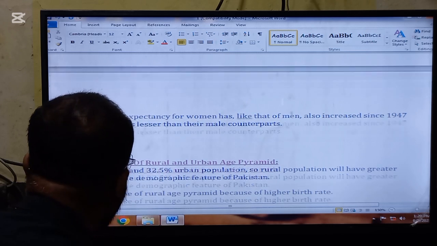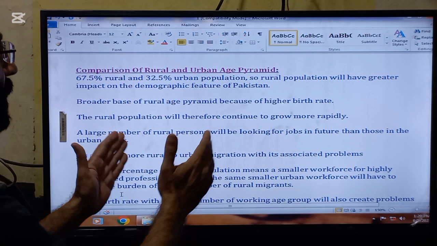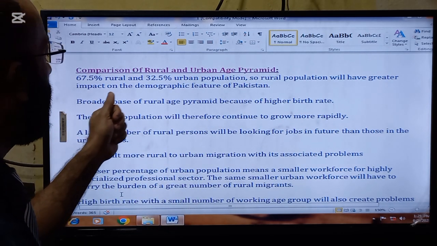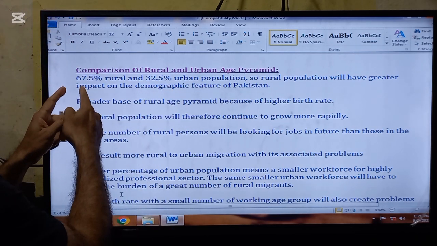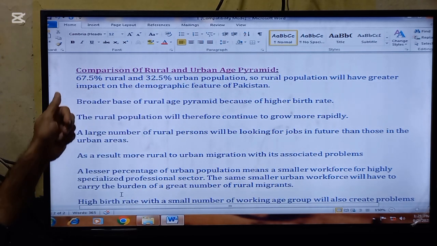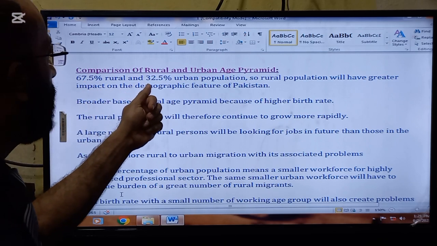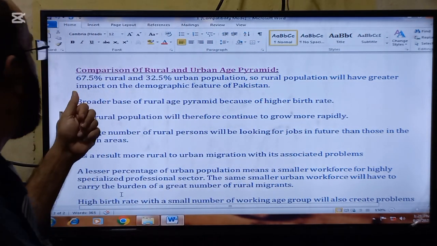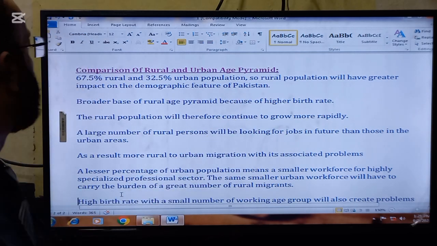Okay, the next topic which we are going to read in this lecture is comparison of the rural and urban age pyramid. 67.5% rural and 32.5% urban. So if you can see, this is 2/3, this is 1/3. So this is almost double of this one. So almost double the population is living in the rural areas and a single share is living in the urban areas. So the rural population will have greater impact on the demographic features of Pakistan.